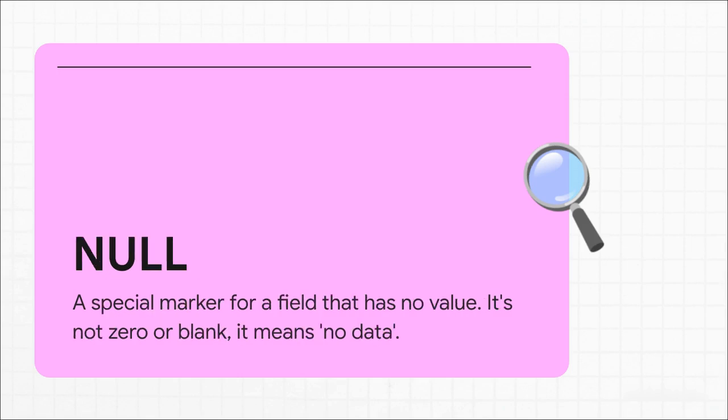Now, before we get to our last specialist, we need to quickly talk about a super important concept in databases, null. Now, null does not mean 0. It's not a blank space. It's a special marker that literally means no value exists here. For example, maybe a customer doesn't have a phone number on file. That field would be null. It's the official technical way of saying, we just don't know.